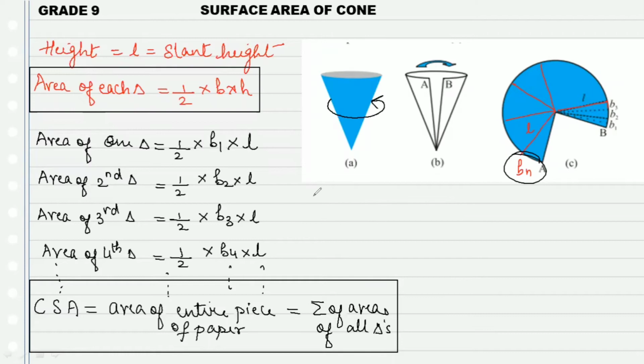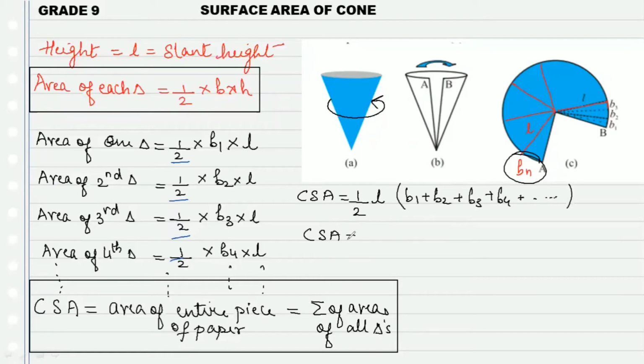So if we add this up, CSA will be, if you just look here, students, half, half, half, सब में half common है, right? Half, half, half. So let us take half as common. Again, you will find slant height, L, is common in all. So let us take L also common. Then in the bracket, we are left with B1 plus B2 plus B3 plus B4 plus up to Bn, right? And this CSA can be later termed as half into L.